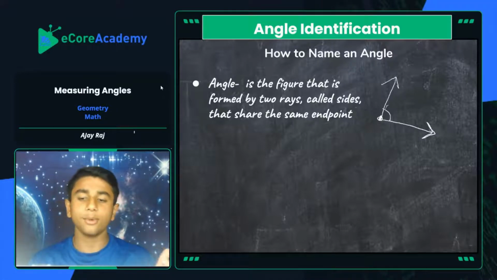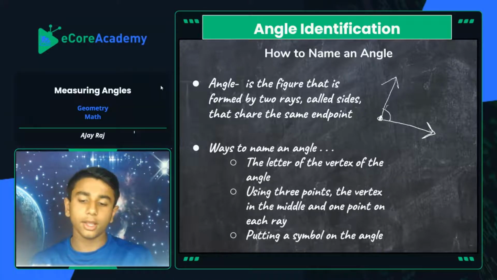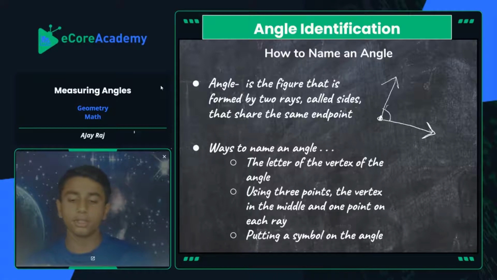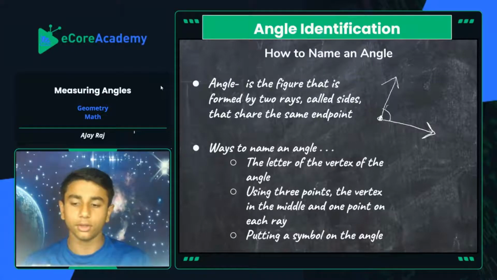All right, let's see how we can actually identify and name an angle. So, ways to name an angle. One way that you can name an angle, our first step here, is the letter of the vertex of the angle. So say, for example, I'm going to refer back to this ray here.